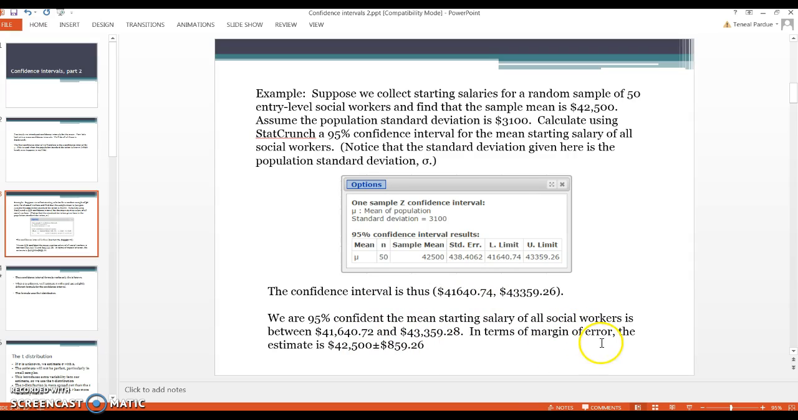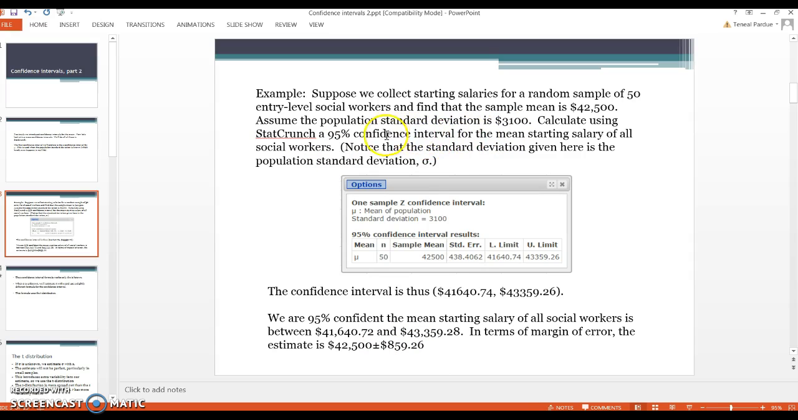Previously we talked about how to find the margin of error, but just to refresh your memory, we take the upper limit and subtract the point estimate, which here is the sample mean. So if we do 43,359.26 minus 42,500, we get the margin of error. It tells us that our estimate is 42,500 with a margin of error of 859.26. Okay?